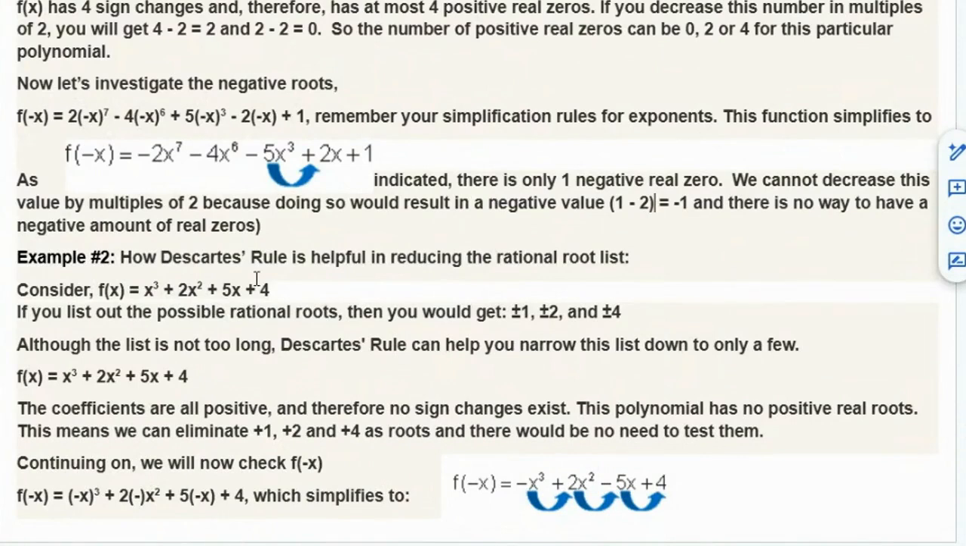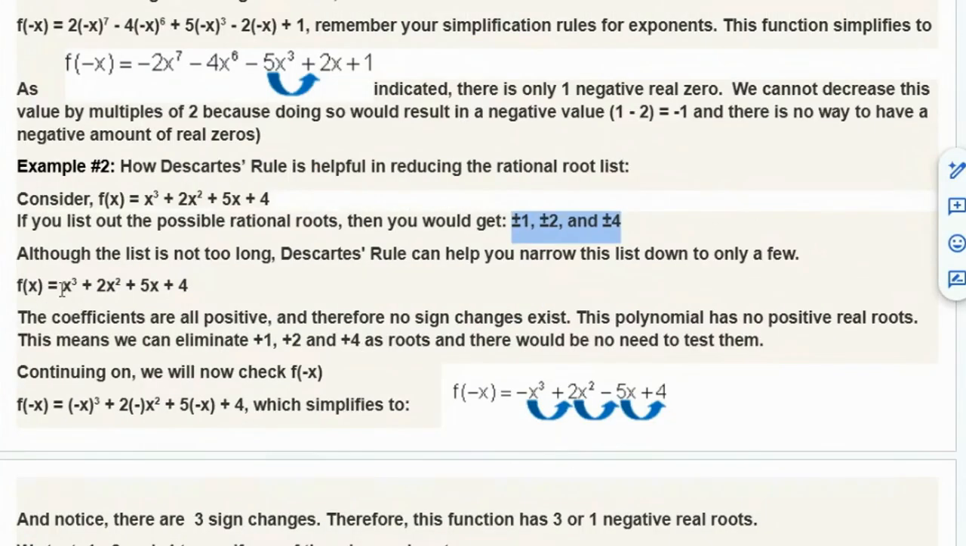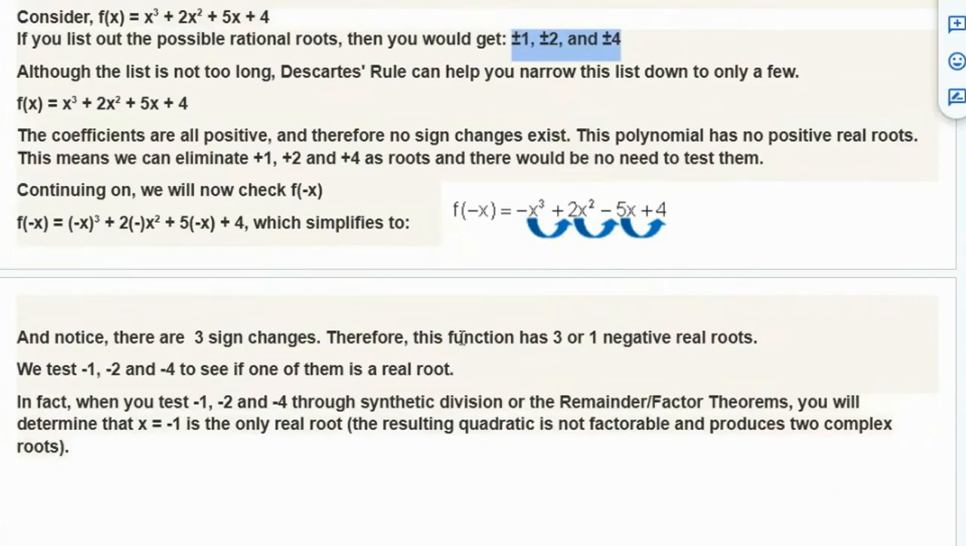So Descartes' rule is helpful in reducing the rational root list. Take the possible rational roots of this one, x to the 3rd plus 2x squared plus 5x plus 1. You would get 1, 2, and 4 as the possible roots, right? So I've got to test 6 different numbers to figure out what the roots are. But Descartes' rule says how many times did the sign change? It never changed. It's always positive. So there are no positive real roots, which means we can cut this list in half. Plus 1, plus 2, and plus 4 are not even possible. All we have to check is the negatives.